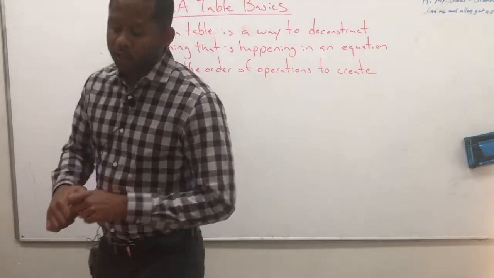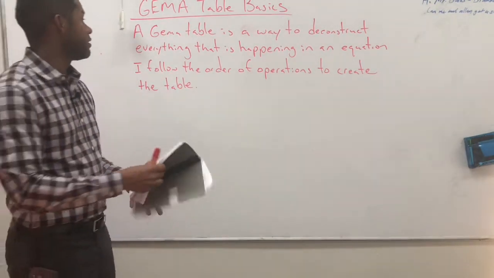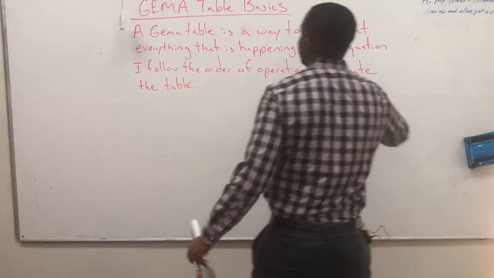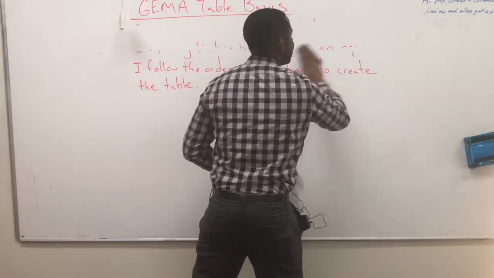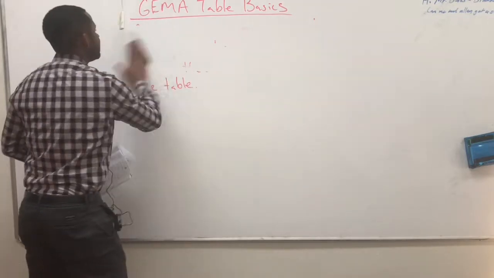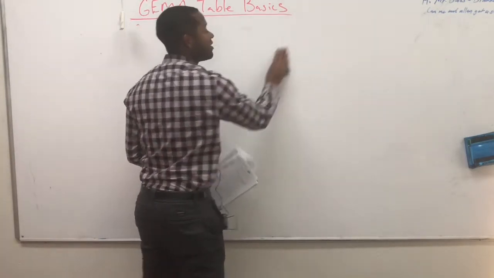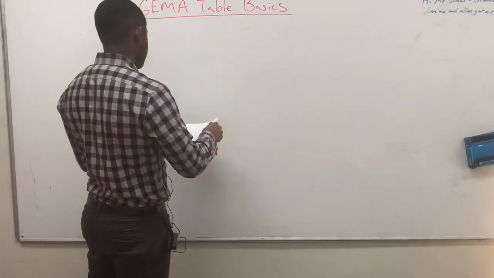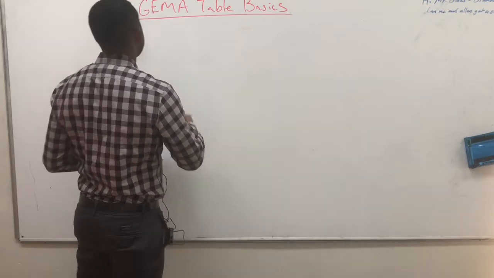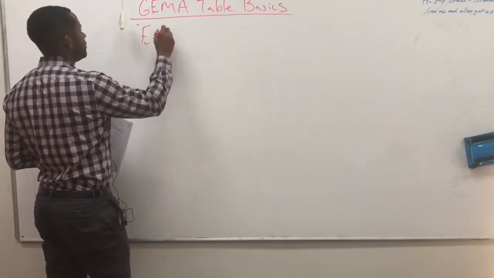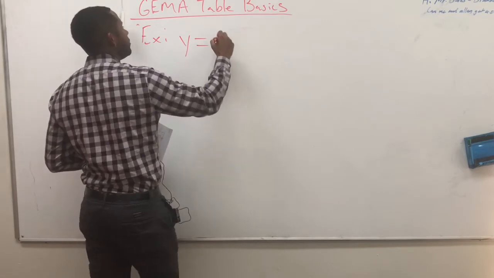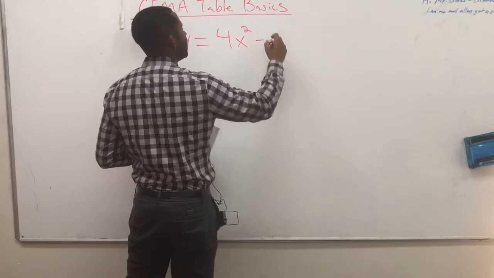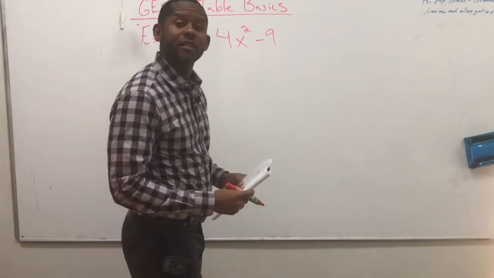All right. So many of you all saw this last year. But what we're going to do this year is make sure that everybody is on the same page. And most of you probably haven't thought about this a lot since freshman year or since last year. So I want to give you a quick refresher. So let's start with a GEMA table. We'll make a GEMA table about something like this. Let's say, for example, y equals 4x squared minus 9.